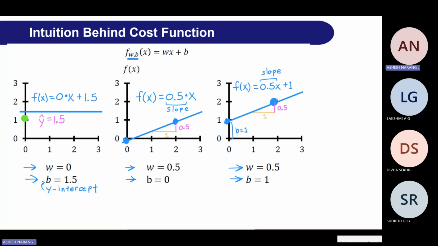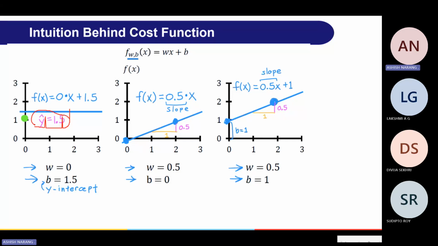When W is 0 and B is 1.5, of course, you will get a line like this. And you will always find the prediction to be constant, which is 1.5. It may not be a good model, right? Then you have 0.5x. You don't have B there.